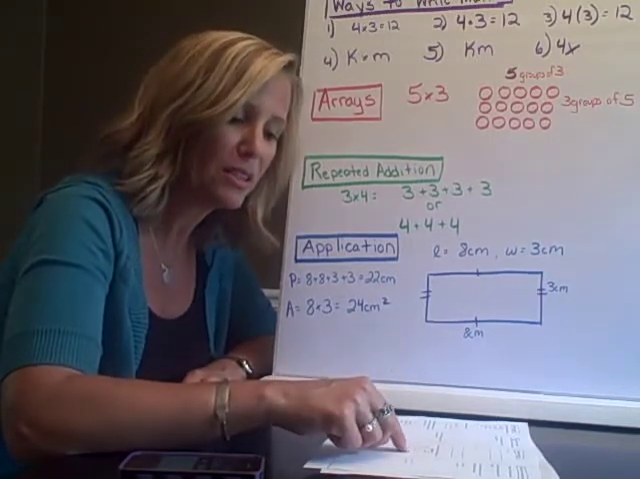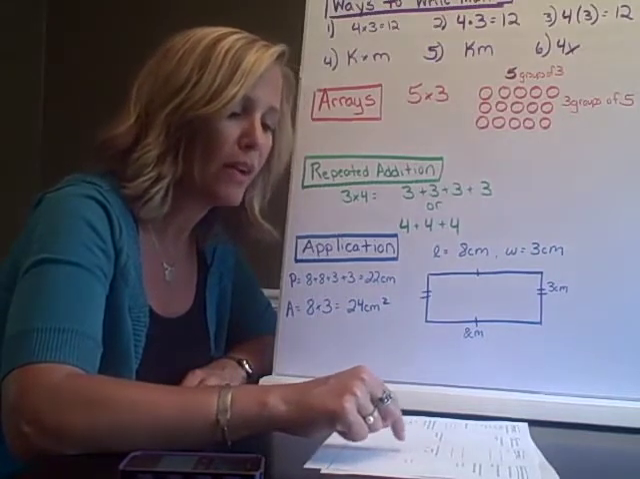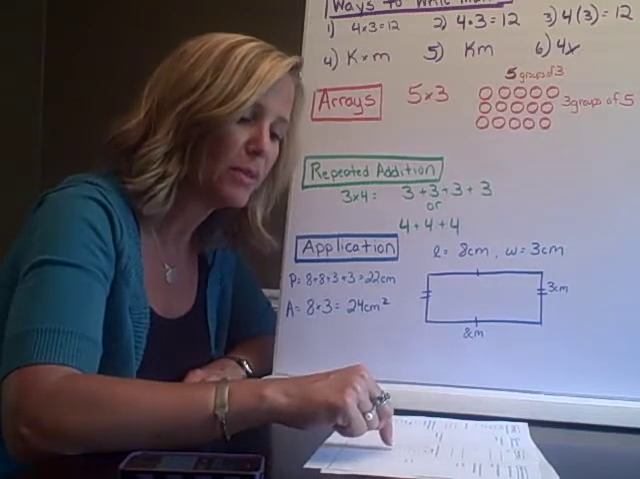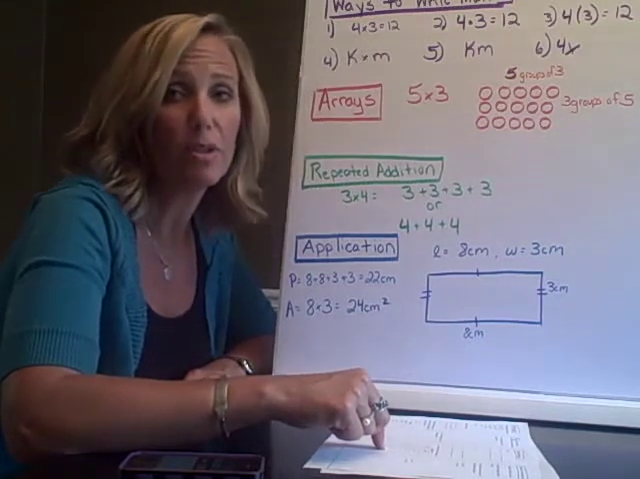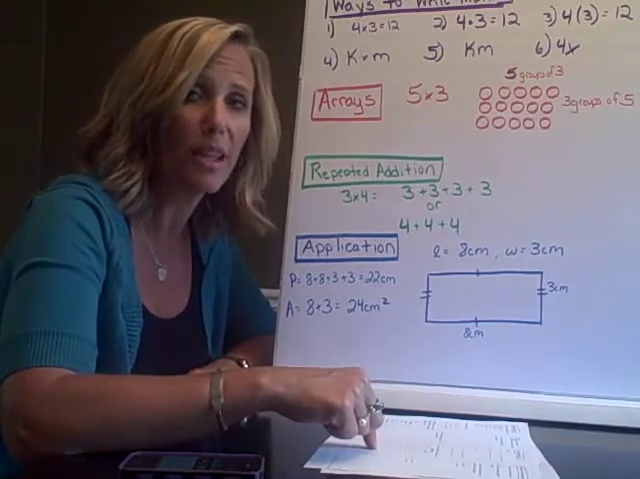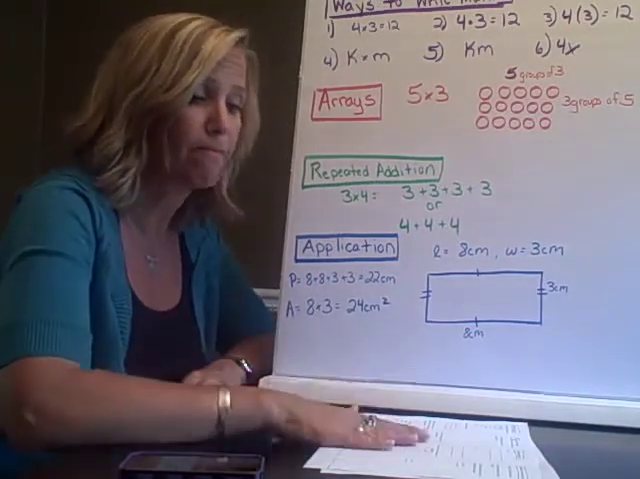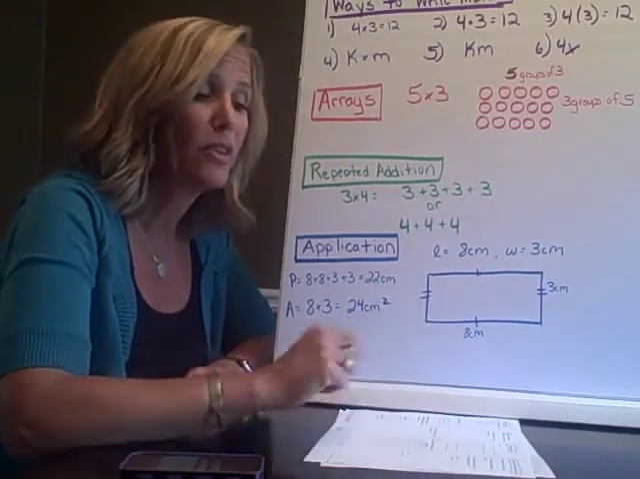2 times 3 is 6, 3 times 3 is 9, 4 times 3 is 12, 5 times 3 is 15, 6 times 3 is 18, 7 times 3 is 21, 8 times 3 is 24, 9 times 3 is 27. We don't have 10 on here, but 10 times 3 is 30. Easy. Let's go to the application.